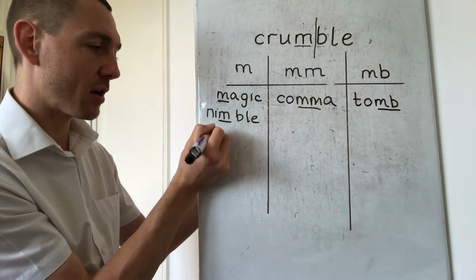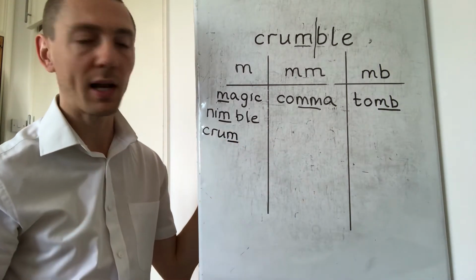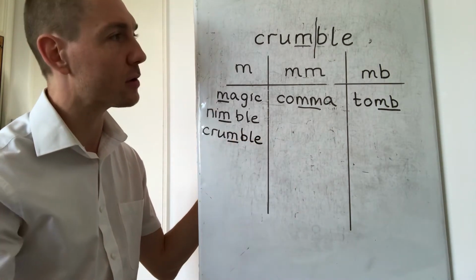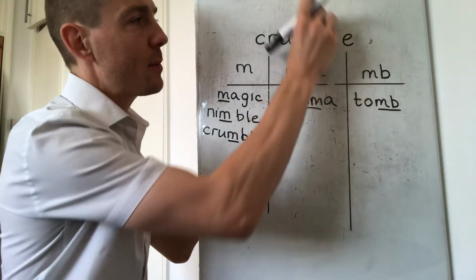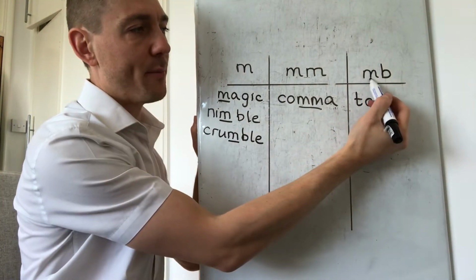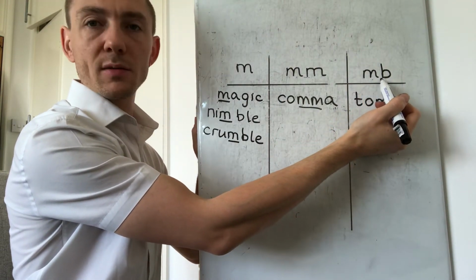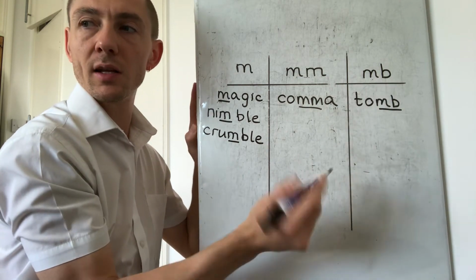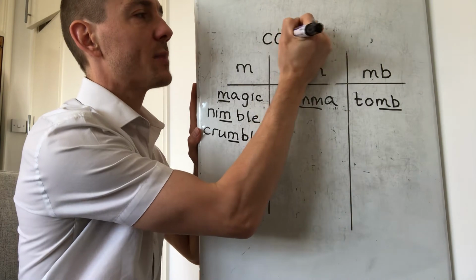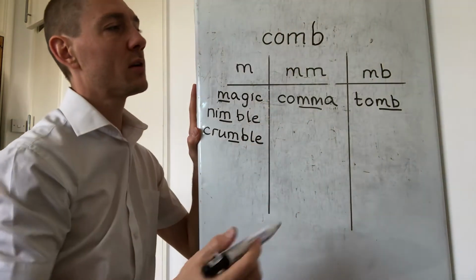So we can say krum, the M spelling, bull, crumble. So think about where, if we are using that MB spelling together, where is it in the word when we do see that spelling? Let's have a look at a different word where we do have that spelling. Okay, 1, 2, 3.